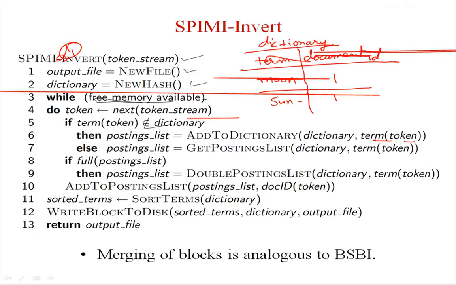Suppose a document D3 comes and it again contains the term sun. Then according to this, we just add 3 to the postings. If the posting list is full, suppose we add a lot of terms in this posting list, meaning sun exists in a lot of documents and our predefined fixed size is full, then we will double its size and add some more terms.